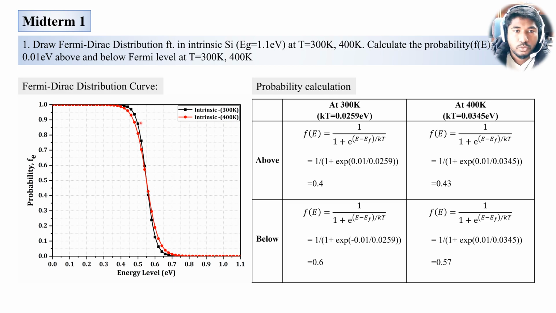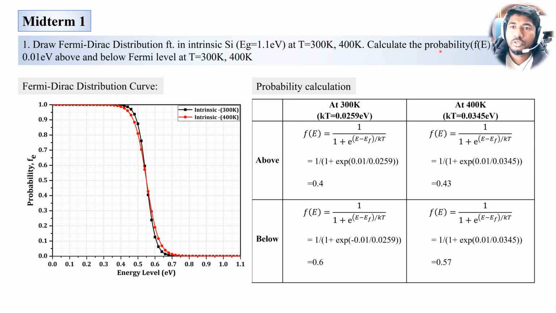Here we can see two curves. One is black and one is red. The black one is for 300K and the red one is for 400K. From here we can clearly see that the red one is sharper than the black one because of temperature. And one thing we can mention here is that the Fermi level is at 0.55 electron volt.